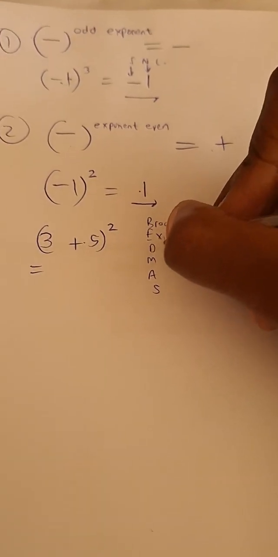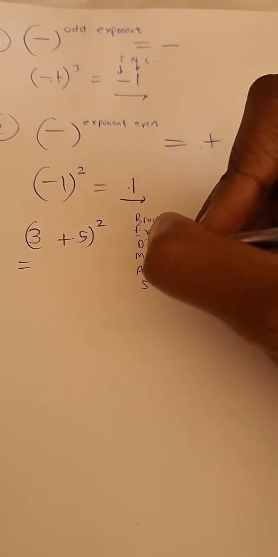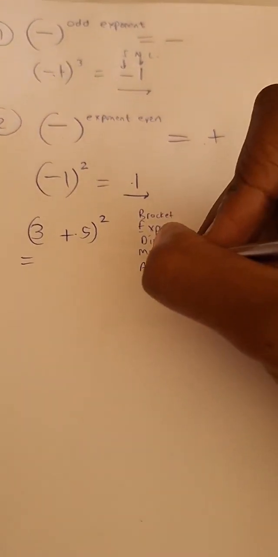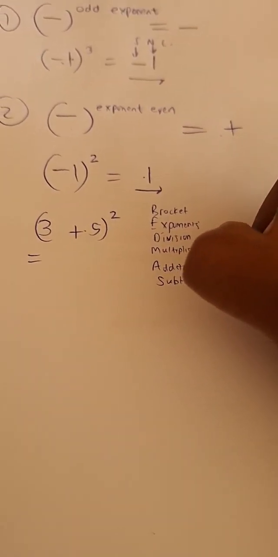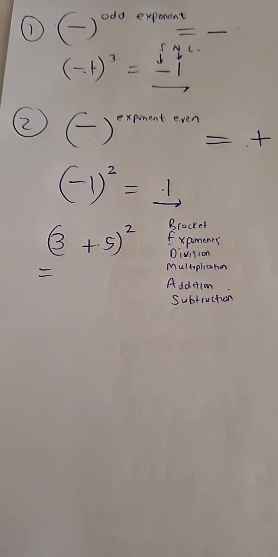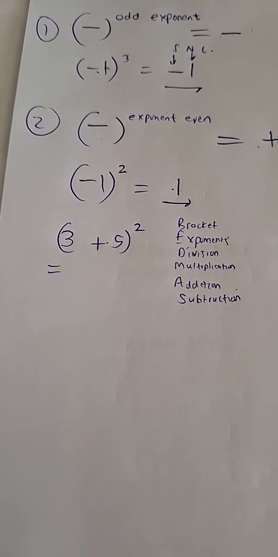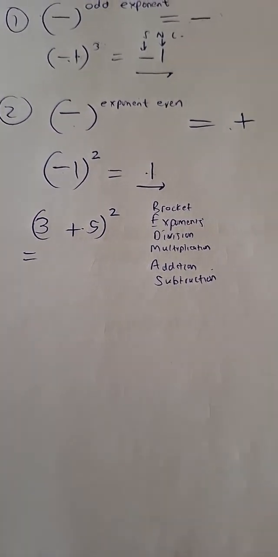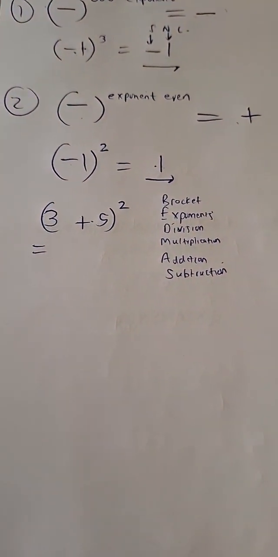B stands for brackets, E stands for exponents, D stands for division, M stands for multiplication, A stands for addition, and S stands for subtraction. That's what BODMAS actually is: brackets, exponents, division, multiplication, addition, and subtraction. And we always follow this order whenever we are looking at something that has multiple operations.